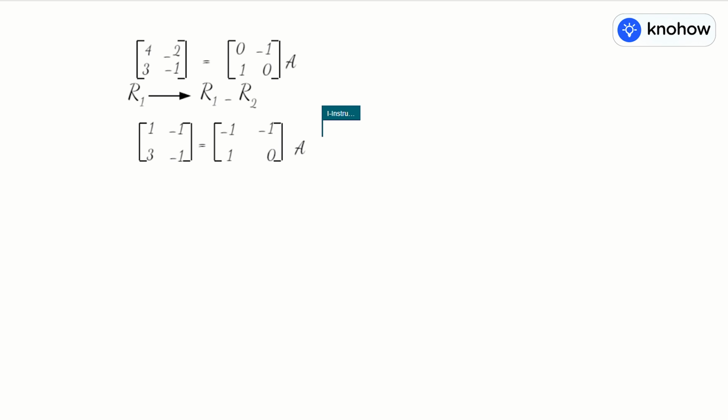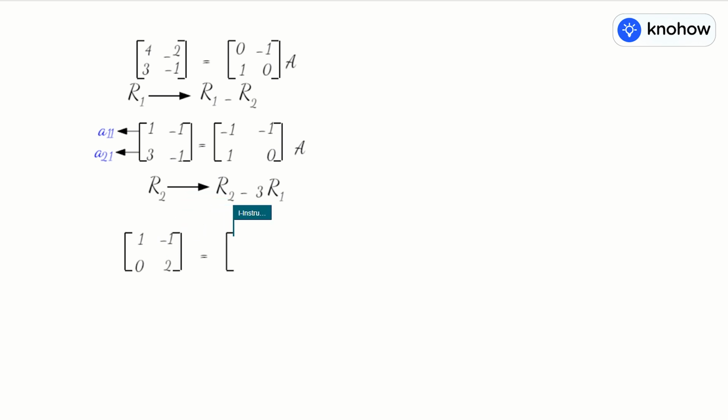And now, you see, we want to make this A21 equal to 0 with the help of A11, remember, with the help of A11. So 3 minus 3 times 1 will make it 0. So replace R2 by R2 minus 3 times R1. You get 1 minus 1, 0, 2, and on the right side you get minus 1, 4, 3, A, we continue to write.